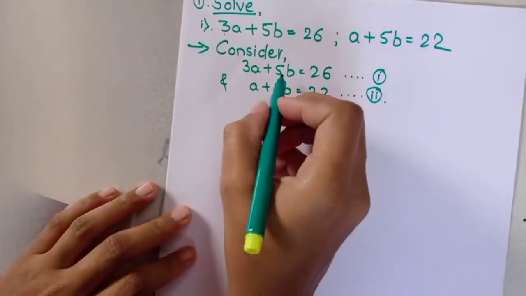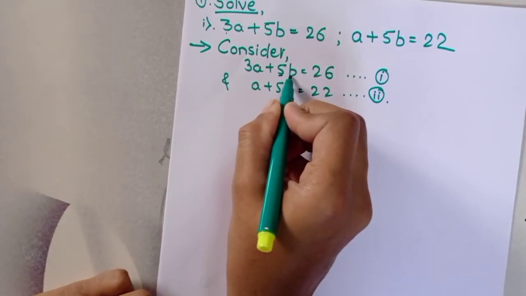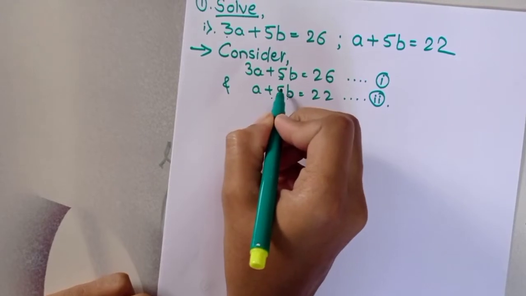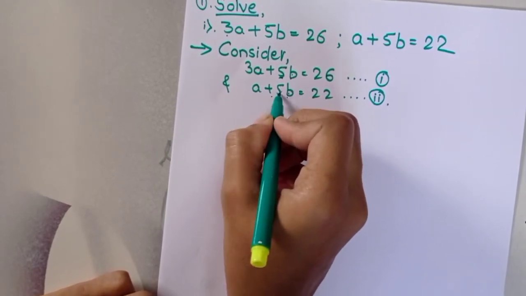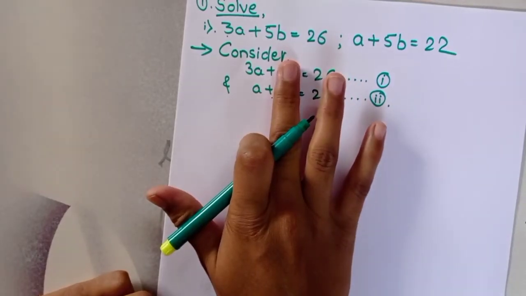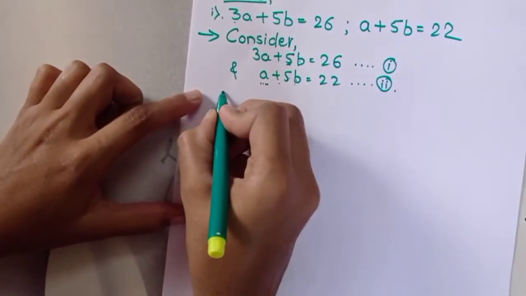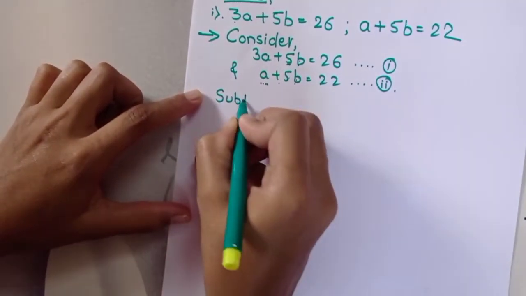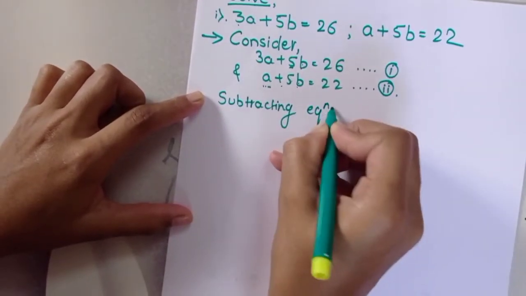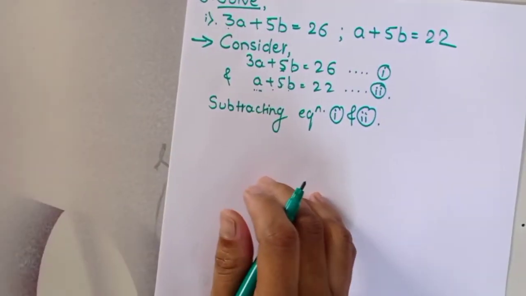Now here we can see that the coefficient of the variable b in both equations is plus 5 and plus 5. Therefore, by subtracting these equations, we can eliminate the variable b and can find the value of a. Now, subtracting equation 1 and 2.